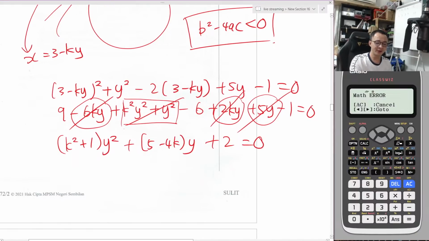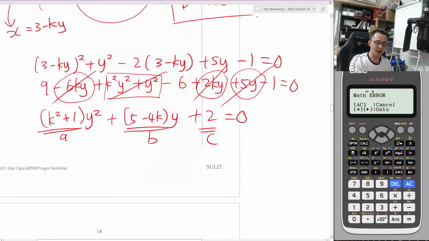Okay, so this is my A. This is my B. This is the C. So now we can do the b squared minus 4ac. So b squared minus 4, a will be k squared plus 1, c will be 2, less than 0, because they will never collide.